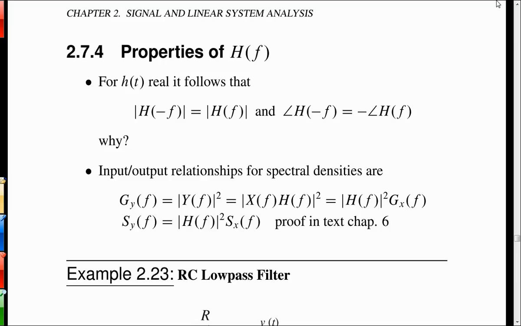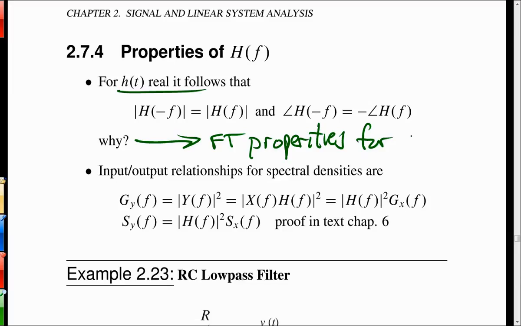So some other properties. The frequency response magnitude is even. The phase is odd. That just follows from the Fourier transform properties, right? For a real signal or real impulse response.